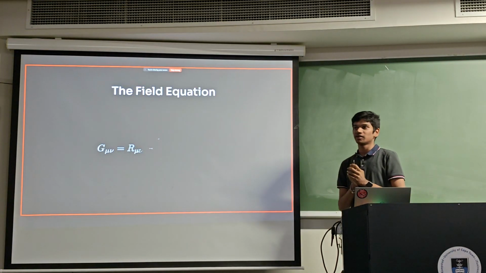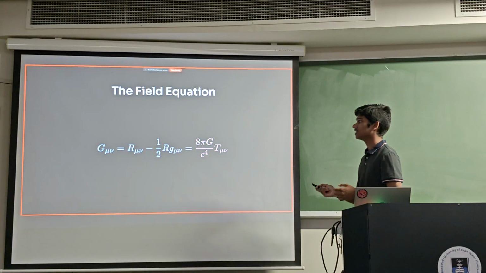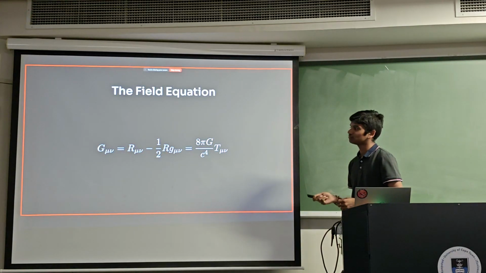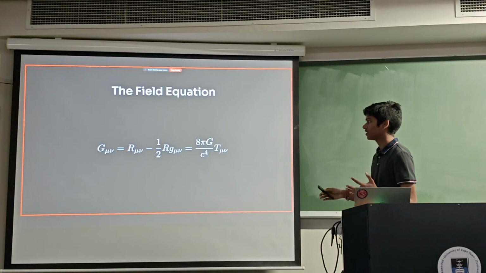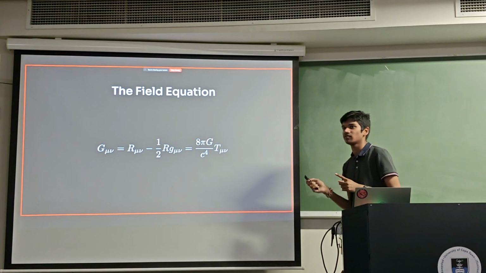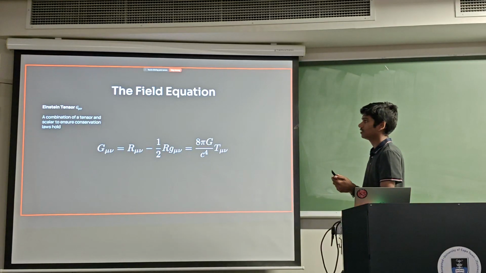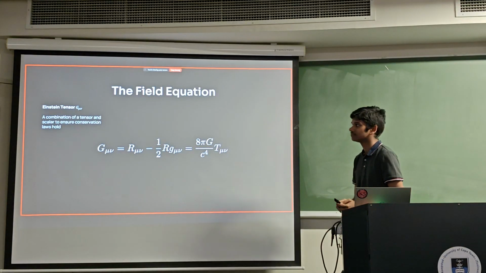Let's talk about the field equation. I've been talking about the field equation a lot, but I've not shown you what the field equation is. This is Einstein's field equation. I wouldn't be surprised if you didn't recognize a lot of these variables, so I'm just going to quickly run you through them. The first variable we have here is called the Einstein tensor.